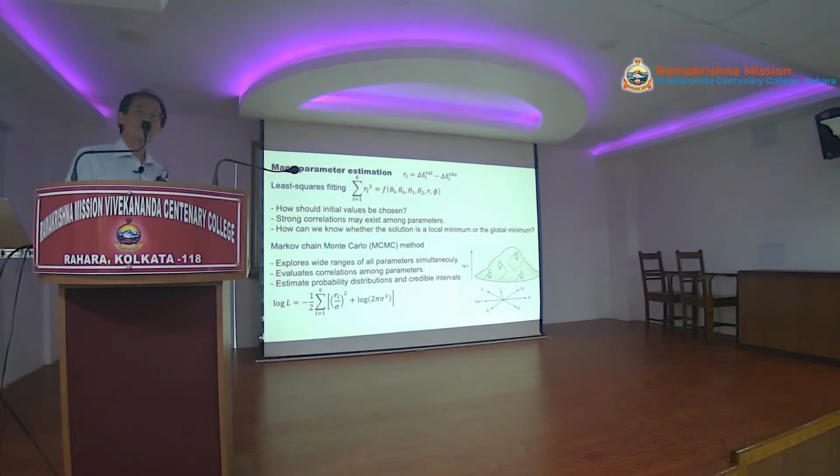Normally, the first thing we think about is least squares fitting. We can change the angles and distances to minimize the difference between the calculated and observed chemical shift changes. But in this case, the first problem is how initial values should be chosen, and strong correlations may exist. If theta 1 is some value, theta 2 can take different values. If theta 1 is a different value, theta 2 can be different, similarly explaining the model.